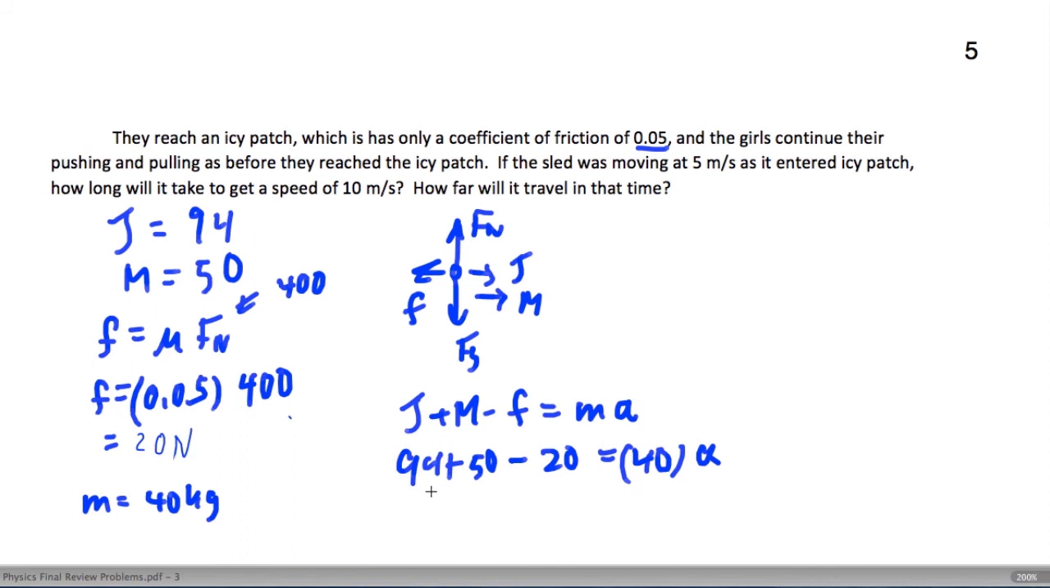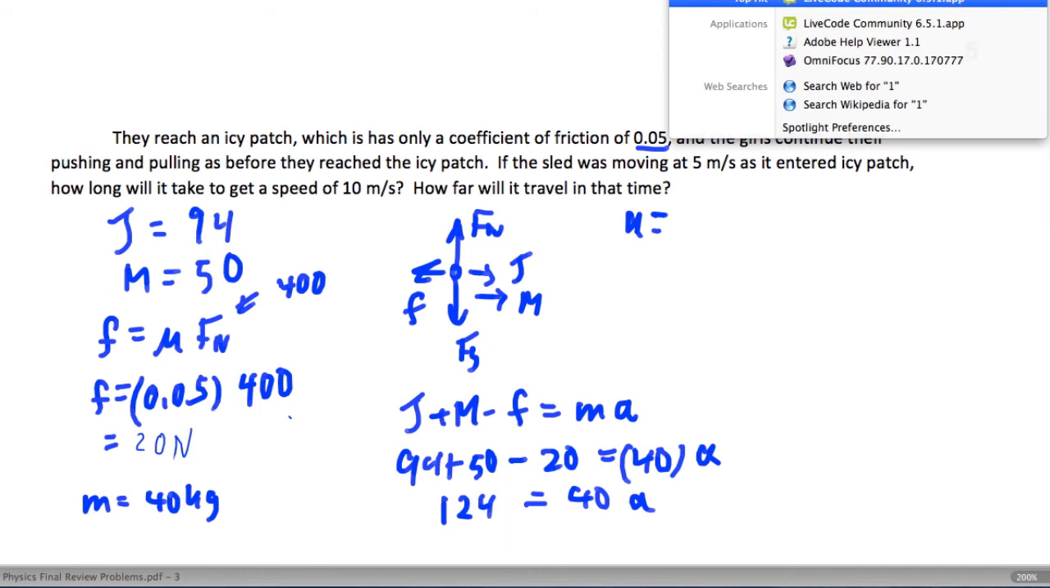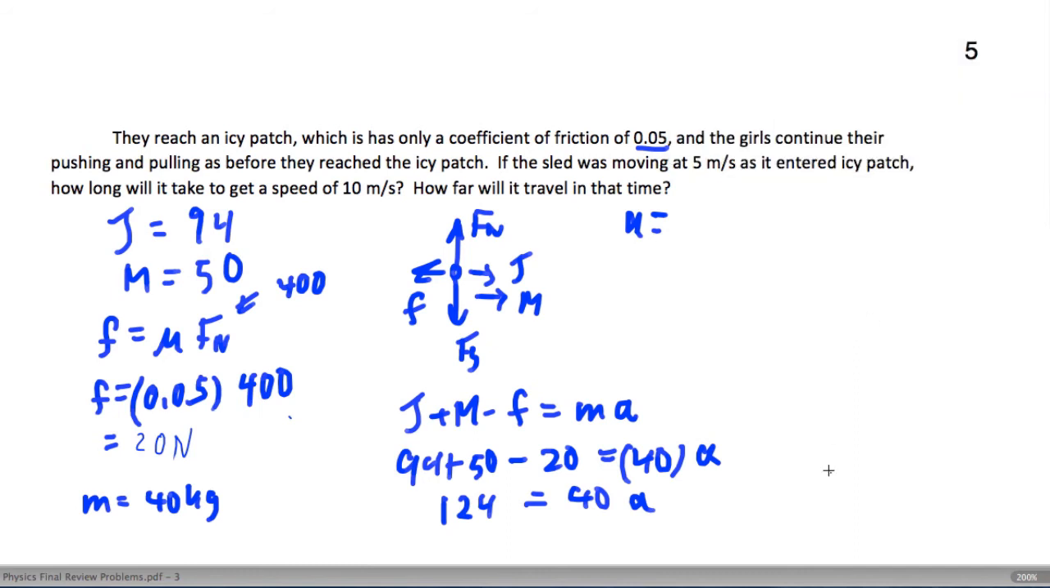So we're going to end up getting 94 plus 50 minus 20, so that's going to be 74 plus 50, which is 124, is going to make this 40 kilogram sled accelerate. So our acceleration is a little bit of a new number. Let's actually get that. 124 divided by 40 gives me 3.1 meters per second squared.